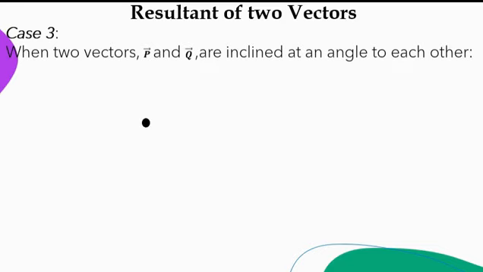Maybe this is our point of action. This is the first vector acting in this manner, and then this is the second vector acting in this manner, both of them being inclined at an angle theta with respect to each other. This is vector Q and vector P. So you can see that in this case, we cannot just simply add or subtract, just like we had in case 1 and case 2. How do we now go about this problem?